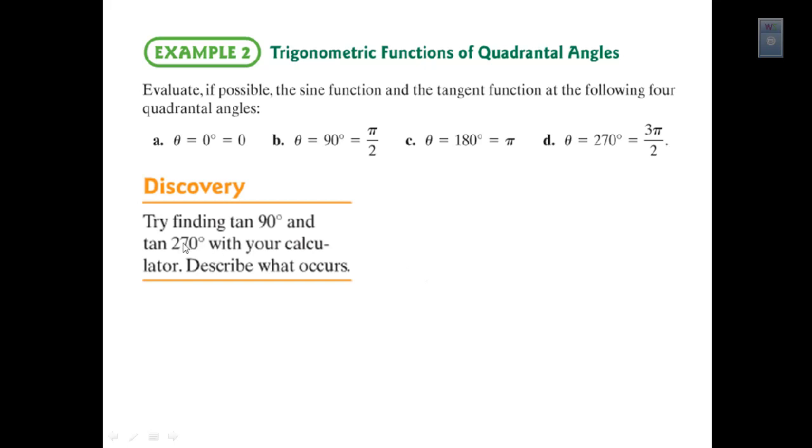Now, if you find tangent of 90 degrees and tangent of 270 with your calculator, it's going to give you an error, and depending on your calculator, it'll give it in a different way. It may say undefined, it may say domain or range error or domain error or something like that, because it doesn't actually exist. That value does not exist for a valid x value or a valid theta value.